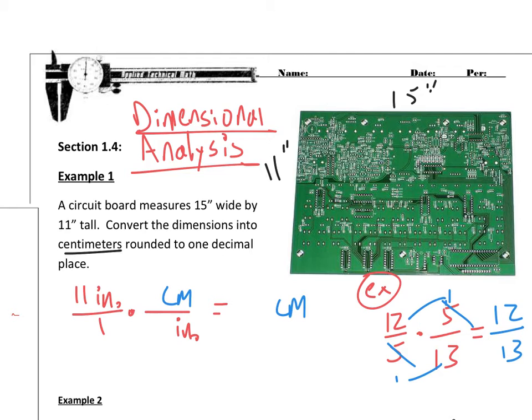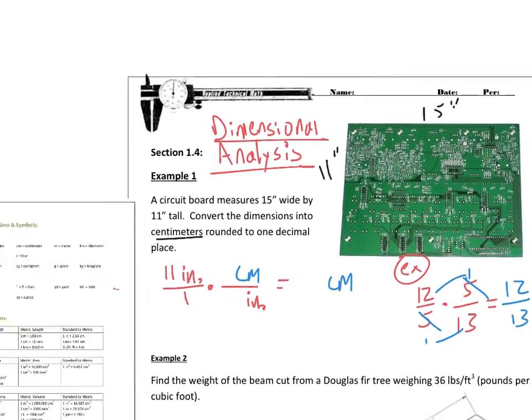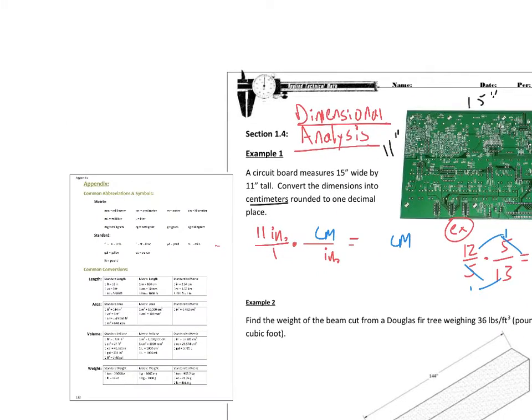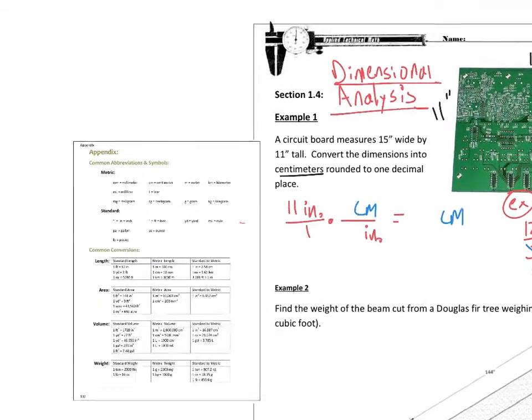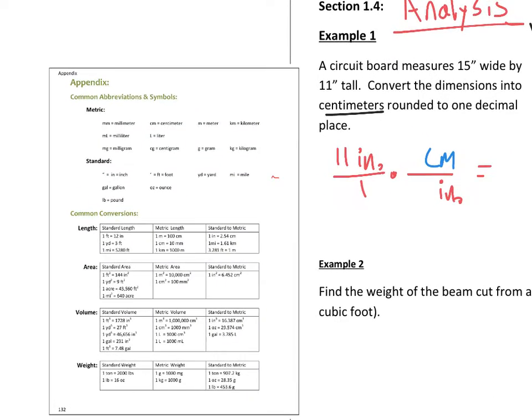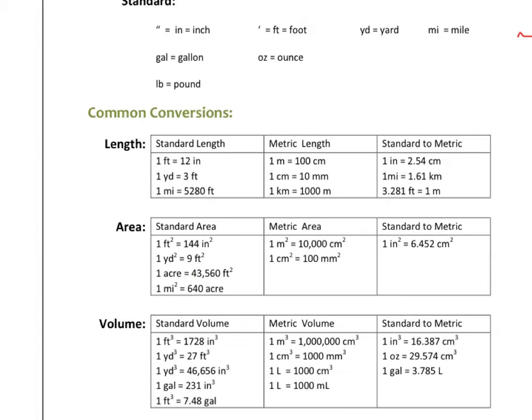Now the question is, I don't want to change the value. This is 11 inches. That's what it is. So I have to multiply by some fraction that will not change the value, and the only fraction I can multiply by that won't change its value is something that is equal to 1. So I need to find out what centimeters and inches are, how many centimeters are in an inch. What is our relationship, I should say.